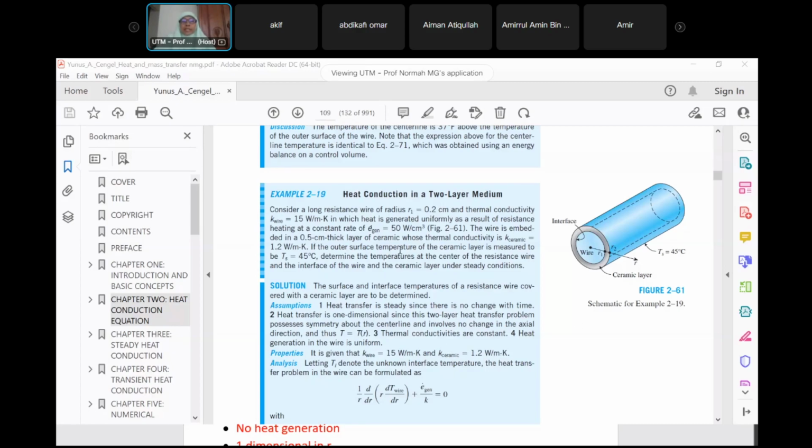Consider a long resistance wire of radius R1, 0.2 centimeter, and thermal conductivity 15 watts per meter per Kelvin. In most of these examples, the thermal conductivity is provided.